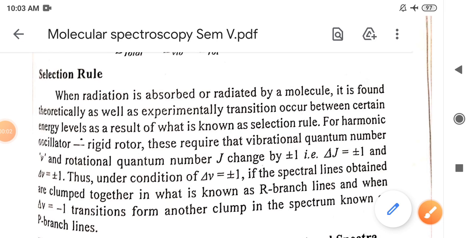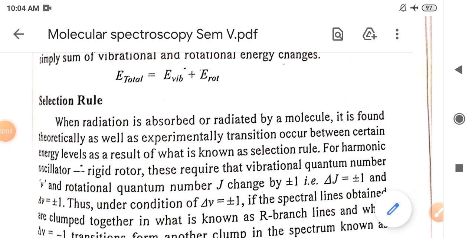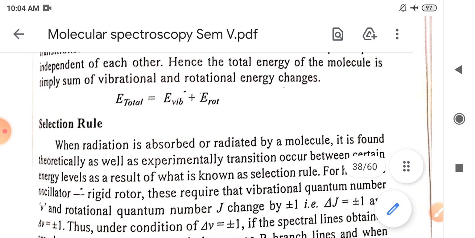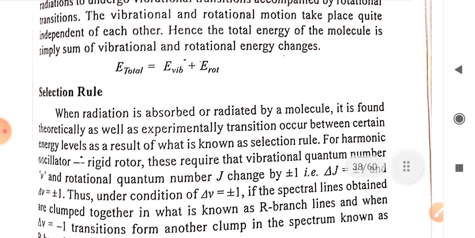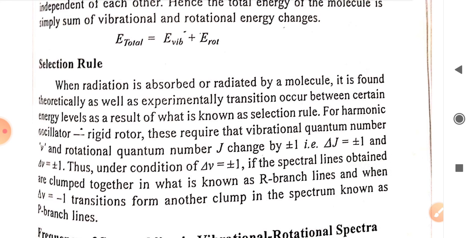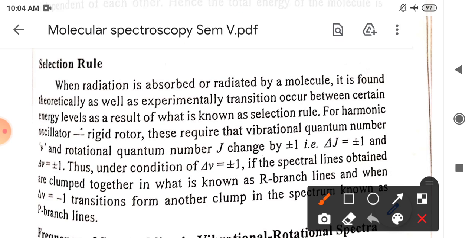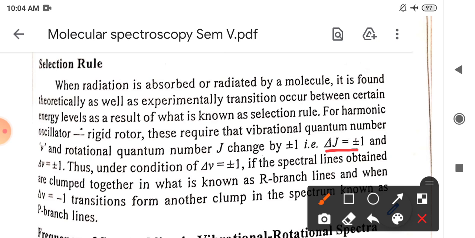So in the previous lecture we started with rotational and vibrational spectroscopy, and there we saw that real molecules will show rotational as well as vibrational modes of energy absorption when they are irradiated with suitable radiation. We have also seen the selection rule for rotational and vibrational spectroscopy. The rule is just the combination of both: delta J equals plus or minus 1 and delta V equals plus or minus 1.